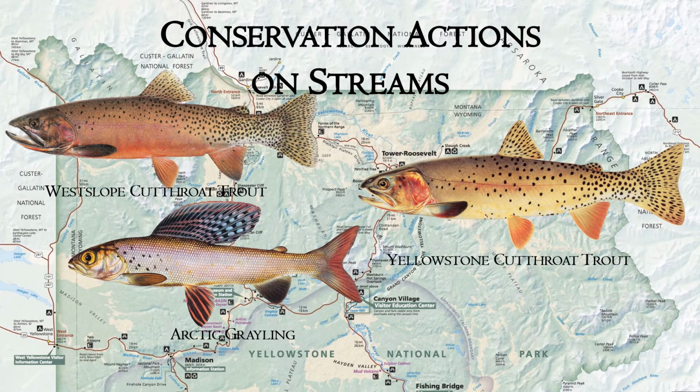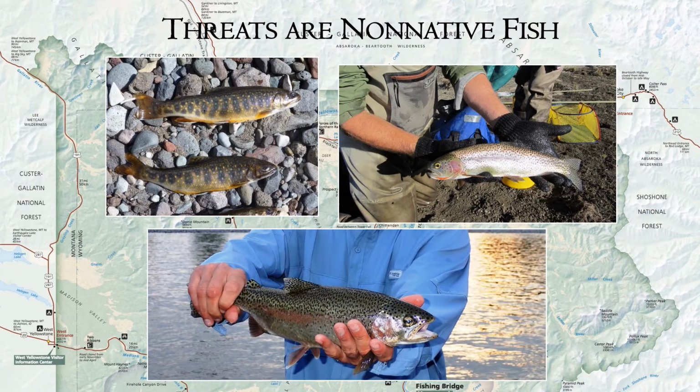Outside of Yellowstone Lake, we've been completing several projects to restore not only Yellowstone cutthroat trout in the northern range as shown here, but also other important native fish species, west slope cutthroat trout and Arctic grayling, native to the Gallatin and Madison drainages in the western region of the park. Threats to these populations are also non-native fish. Hybridizing rainbow trout especially have caused major losses of native cutthroat trout across the park. Competition by brown trout and brook trout are also problems in these areas.